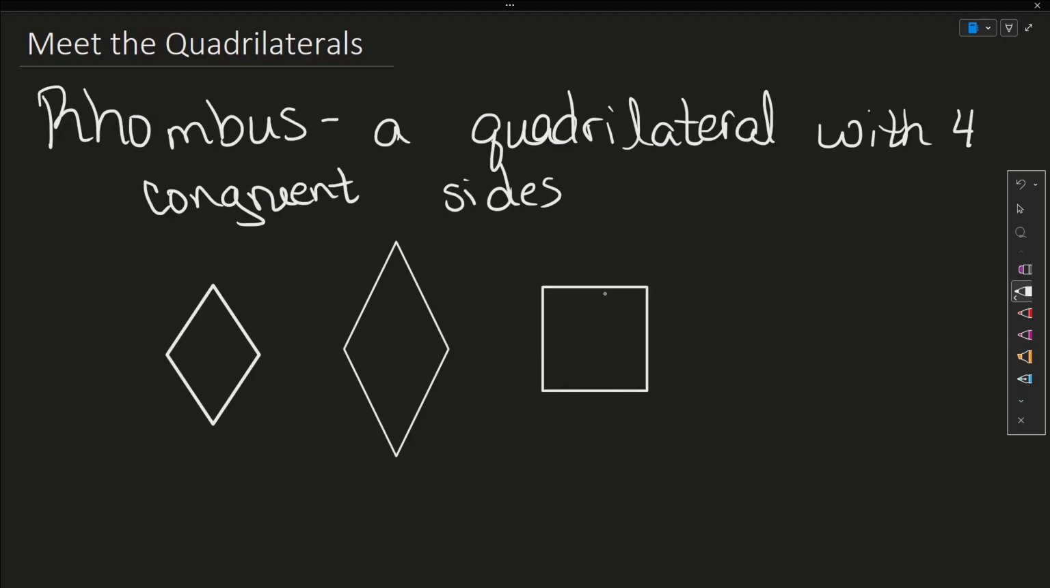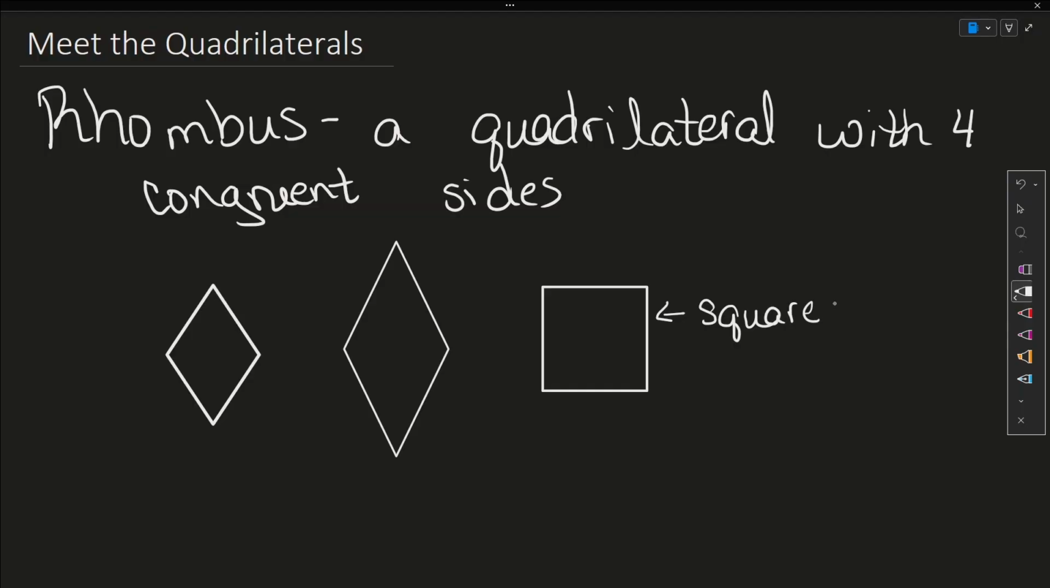A rhombus is a quadrilateral with 4 congruent sides. A rhombus does not have to have right angles. If it does have 4 right angles, then it is a square, as well as being a rhombus.